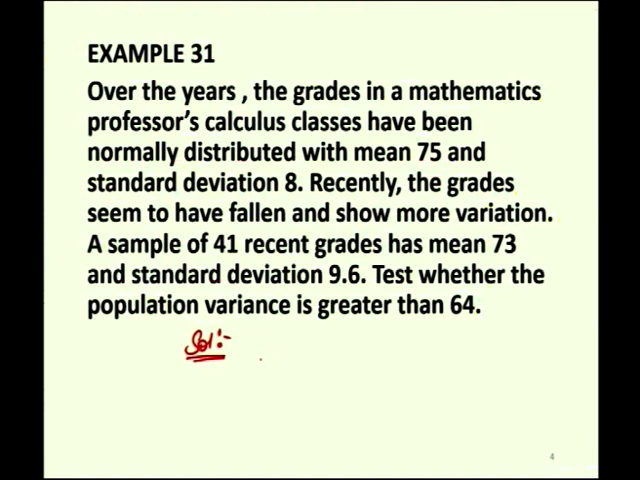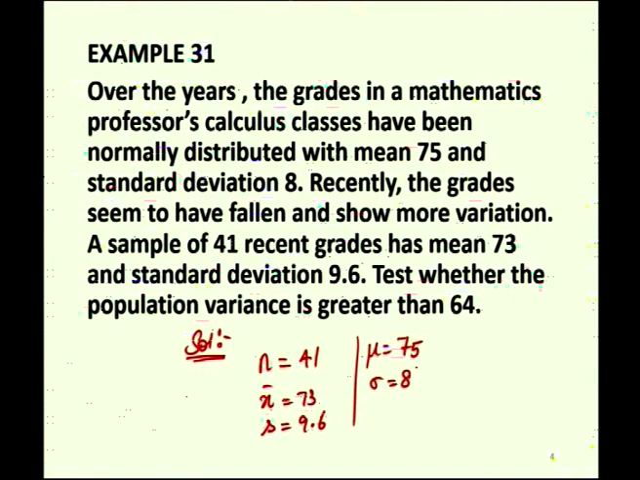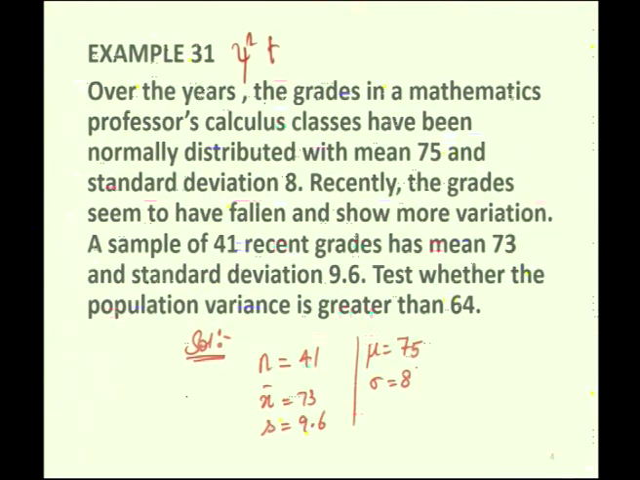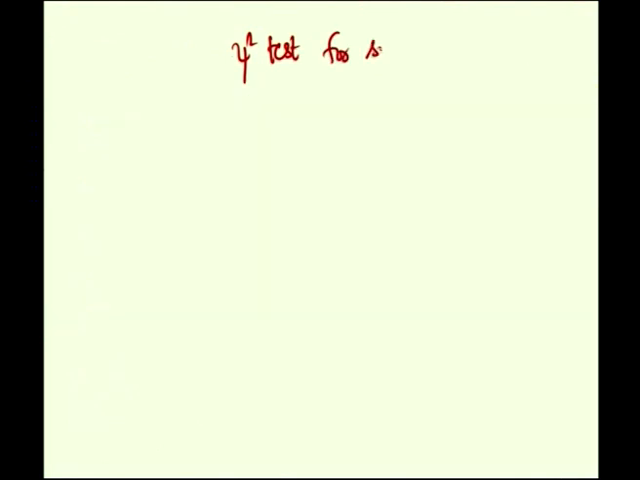Therefore, we first of all take out the values given in the question. N is equal to 41, moreover it is a large sample, and x bar is equal to 73 and standard deviation is equal to 9.6, and also the population mean is given. Population mean is 75 and population standard deviation sigma is equal to 8. We will go ahead with testing the single variance using chi-square test. So, this is chi-square test for single variance.